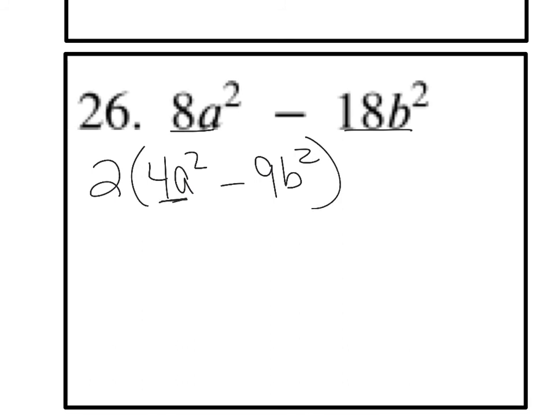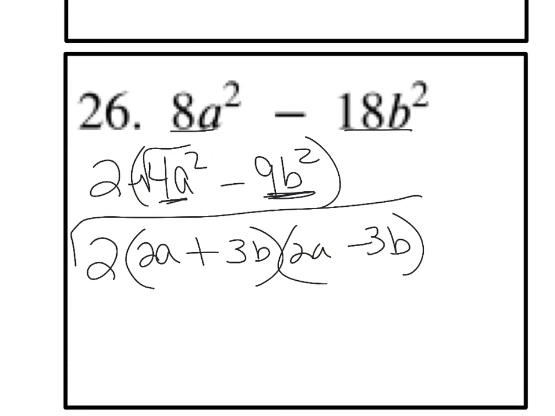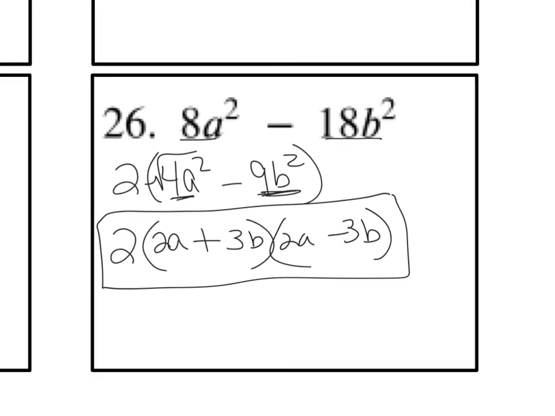Well, now look, now you got perfect squares. So we're going to keep our 2, and we're going to break this down to 1 plus and 1 minus. So the square root of this is 2a, and the square root of 9b squared is 3b. Okay. Remember, you always look first to see if there's a greatest common factor. Always, always, always on all problems.